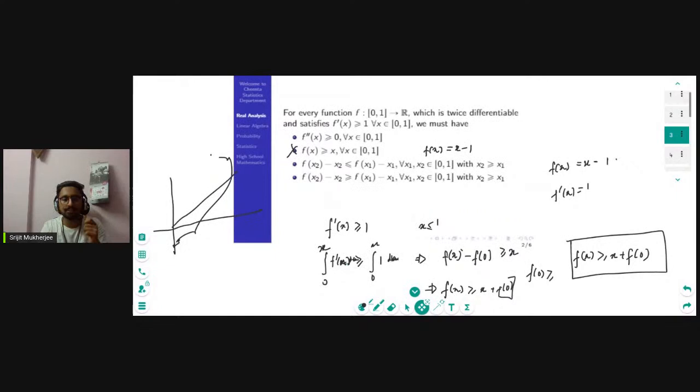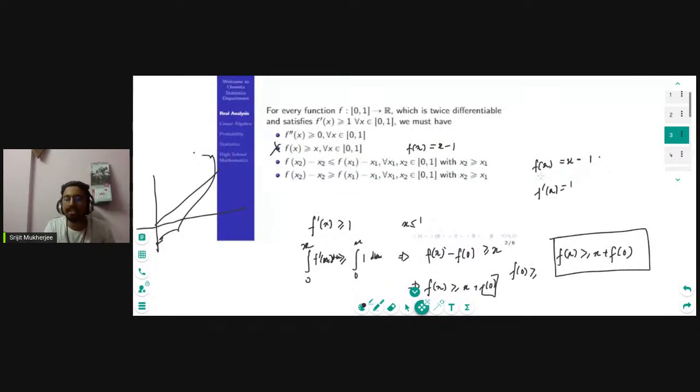Okay, x at 0 is 0, right? If you start at x less than 0, f(x), which is x - 1, is actually less than 0, which is -1. So it's not greater than x, right? I hope you understood, Nisha. So if you take the function f(x) = x - 1, then f'(x) = 1, but it's less than x, so it's not true always, Nisha. I hope you understood this.